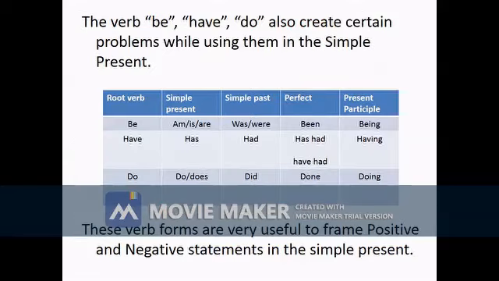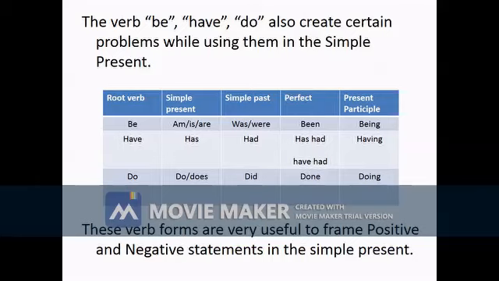Let us look at 3 special verbs like be, have, and do that create certain problems while using them in the simple present. For this, I have given you a table, and let us look at the examples of the verbs. The first column says root verb, the second simple present, third simple past, the fourth is the perfect tenses, and the fifth is the participle. Now look at the verb be. It appears as be in the root verb, am, is, are as simple present, was and were as simple past, been in the perfect tenses, and being as the participle form.